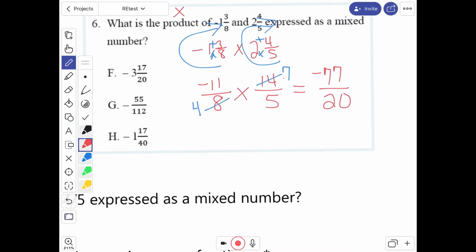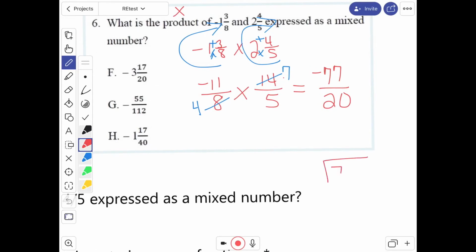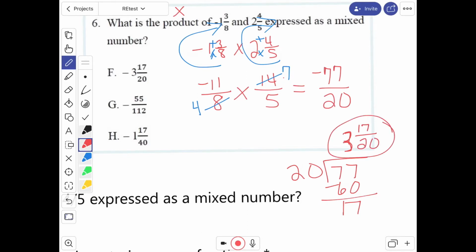That's not one of the answer choices because it's an improper fraction. So I need to go divide that out. 20 goes into 77 3 times, because 3 times 20 is 60 with 17 left over. The leftovers become my new numerator, and the denominator is still 20, which is answer F.